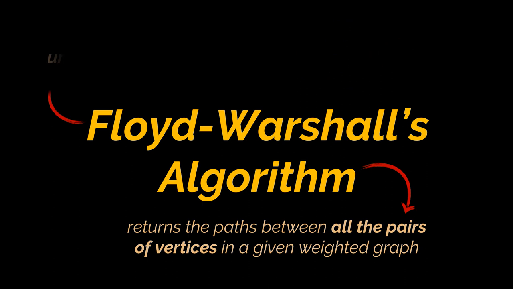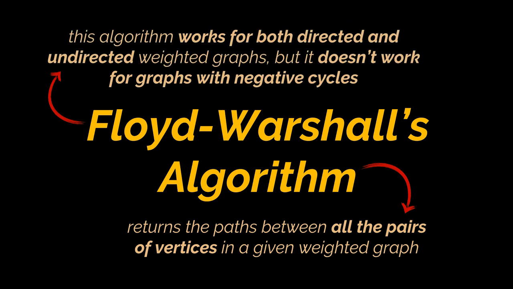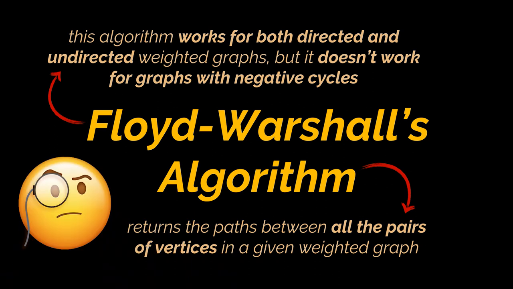This algorithm works for both directed and undirected weighted graphs, but it doesn't work for graphs with negative cycles, i.e. where the sum of the edges weight of a cycle in that graph is negative. You will later see that the implementation of this algorithm is very straightforward. However, the explanation is a bit tricky, so let's dive right into it.